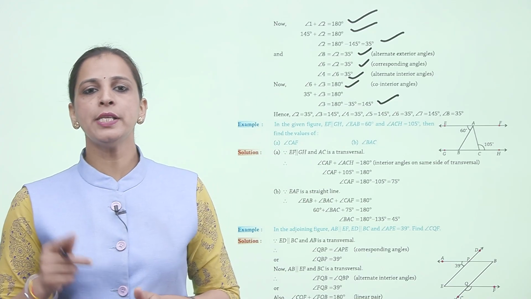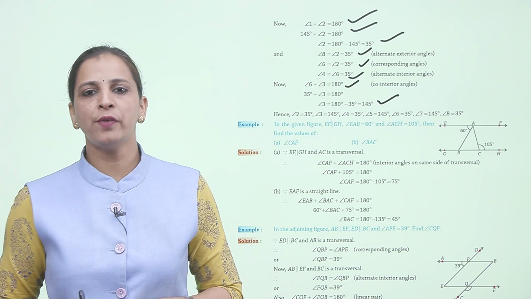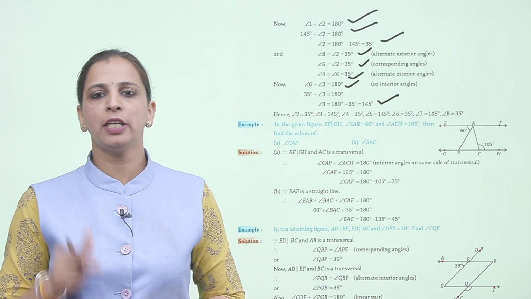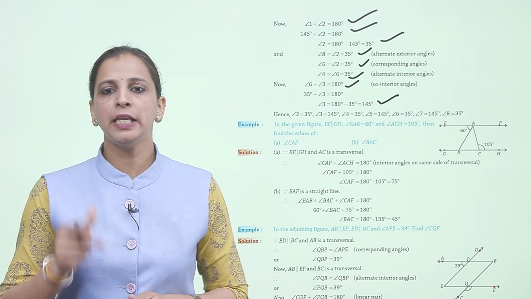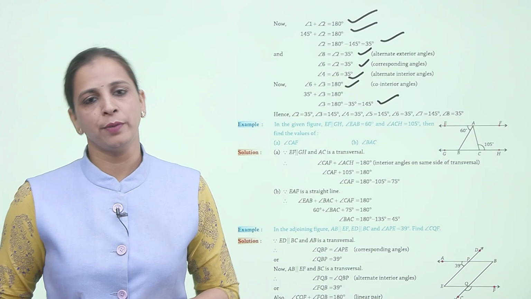Hence angle 2 is 35 degrees. Angle 3 is 145 degrees. Angle 4 is 35 degrees. Angle 5 is 145 degrees. Angle 6 is 35 degrees. Angle 7 is 145 degrees. And angle 8 is 35 degrees. Now next example.